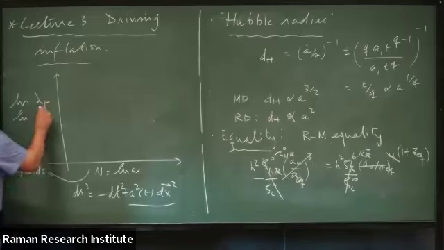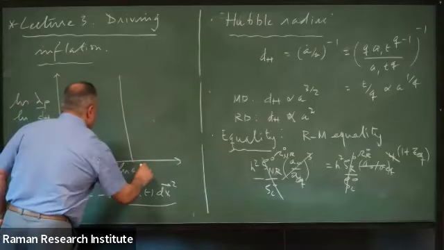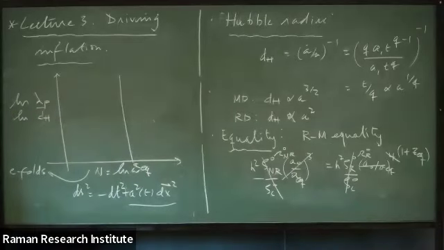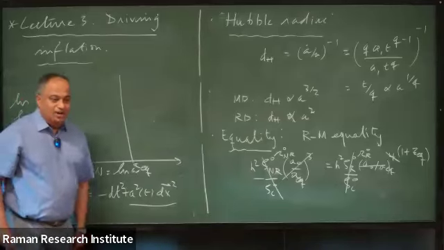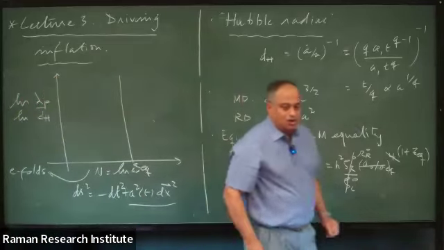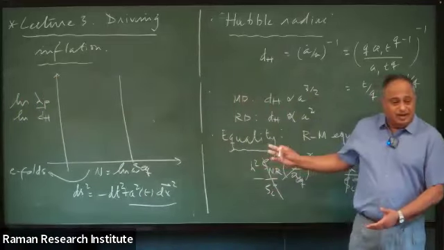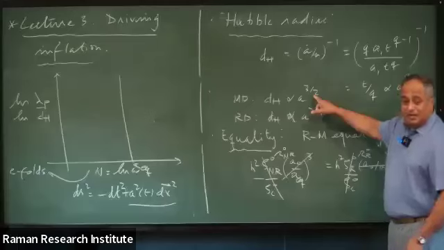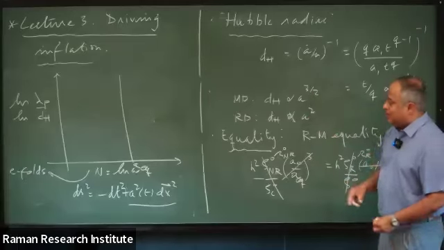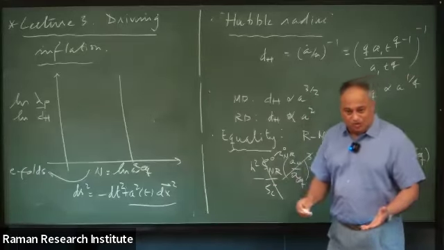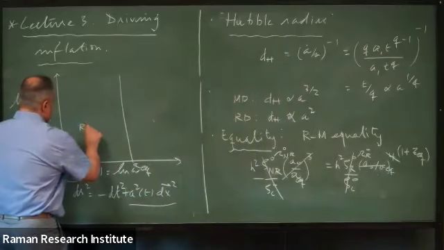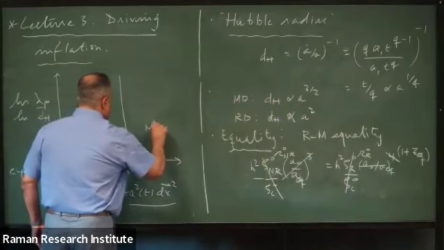We need to plot these two quantities, and let us say this is the epoch of equality. Okay, this is the epoch of equality. That's where you have a equal to a_eq. And I'm going to plot the Hubble radius. It's a log-log plot, and the Hubble radius will be a straight line because the Hubble radius goes as a squared or a to the power 3 by 2. So it will have slopes of 3 by 2. I hope you recognize this is the radiation dominated era. This is the matter dominated era.